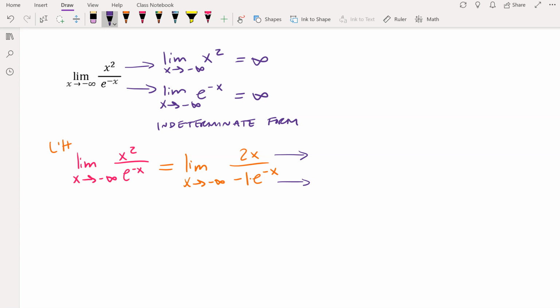twice. So I just noticed that 2 times infinity, that turns into infinity. And then this is negative e to the infinity. Well, that also turns into negative infinity. So we actually have to use L'Hopital's again. So let's write this down. Limit as x approaches negative infinity of 2x equals positive infinity. The limit as x approaches negative infinity of negative e to the negative x equals negative infinity. So we have indeterminate form again.